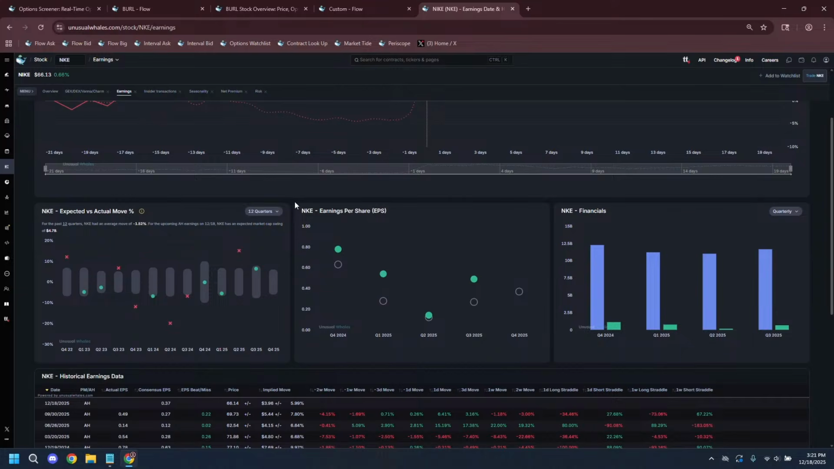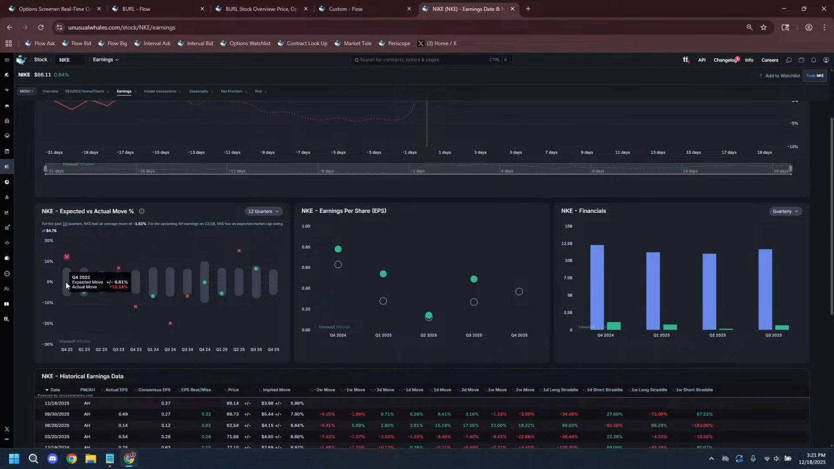Is there a trend recently? I would say probably not. So what are we looking at right now? We are looking at the historical expected versus actual move post earnings for one day. So how would I read this? I would read this specific one as Q4 2022.